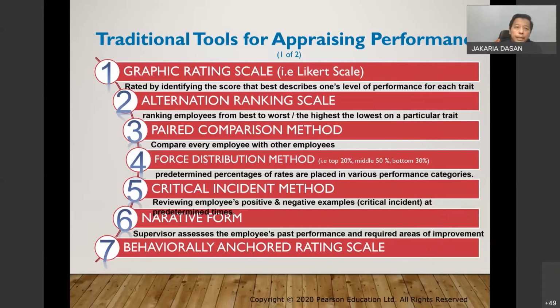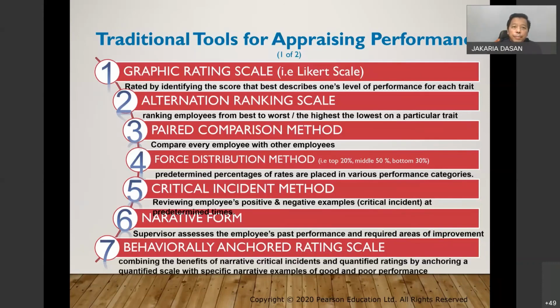And finally, well, not finally, but number 7, the behaviorally anchored rating scale. For this one, this is the exercise for tonight. Tonight I will upload one case about the behaviorally anchored rating scale, so I hope you can answer this for your exercise tonight. I will upload it in Smart 3B afterward.